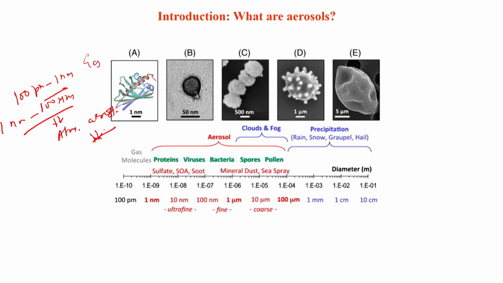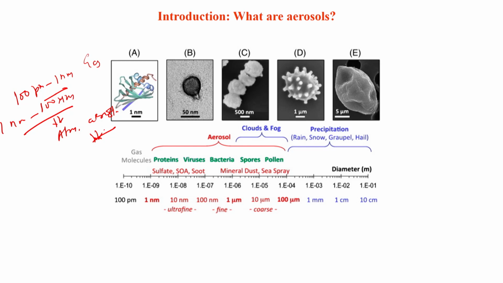Some examples are given here, like protein, how it looks, very small, 1 nanometer size, zoomed in. 50 nanometer soot particles are shown in B, then you can see lots of 500 nanometer particles. And then 1 micrometer bacterial and biological aerosols, and then 5 micron is like dust or sea salt particles. So these are very, very important for us.